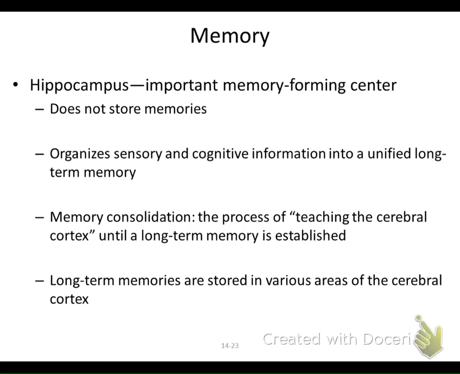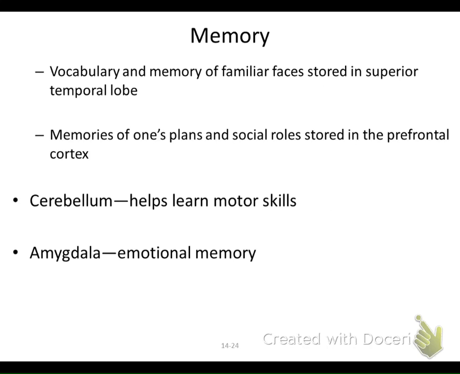And then after that, once we make those memories in the hippocampus, they are stored elsewhere within the cerebral cortex. We know, for example, that vocabulary and memory of familiar faces is stored in the superior temporal lobe.